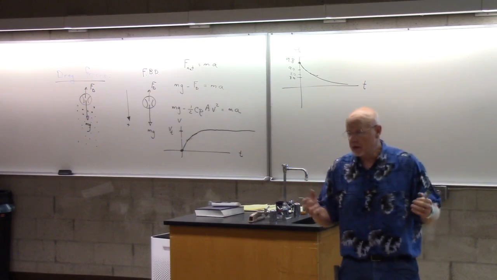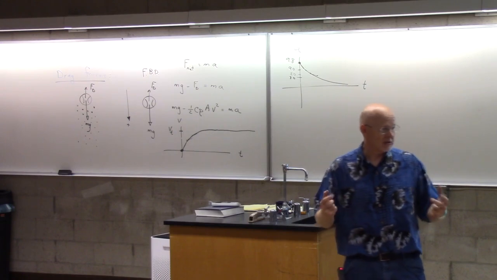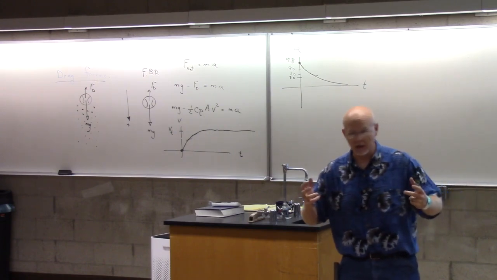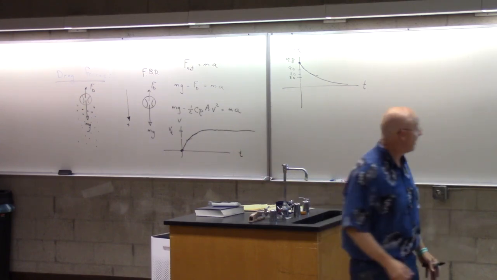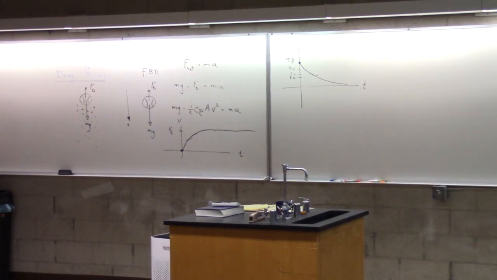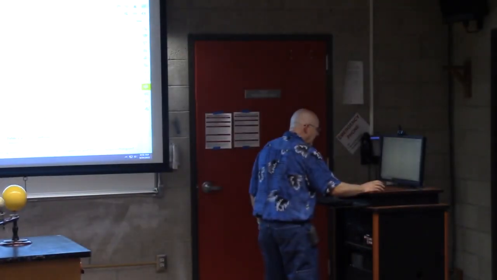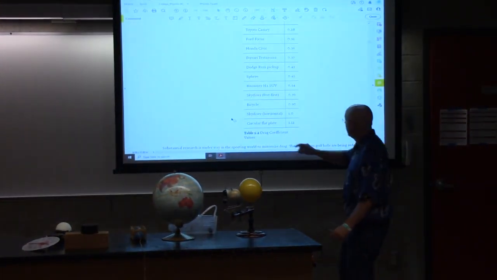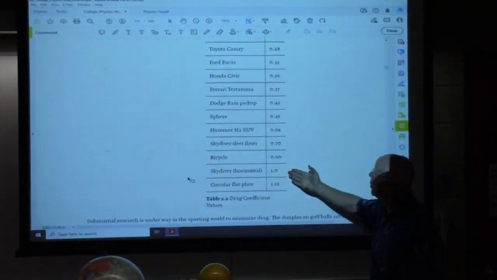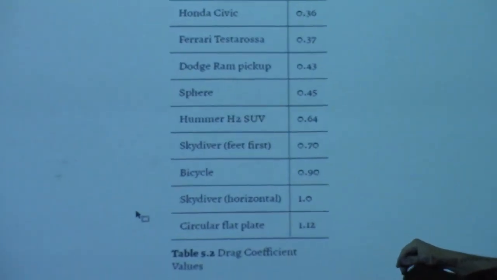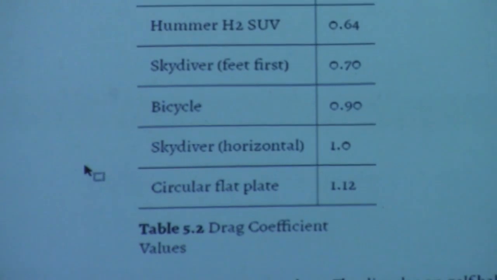For humans jumping out of an airplane, of course, as we talked about, it would depend on how the human was positioning themselves. It would depend on that coefficient. In fact, I think they have it down here. They have a skydiver that is laying out flat horizontally. The coefficient is 1. Do they have a skydiver that's kind of tucking in and putting their head down?